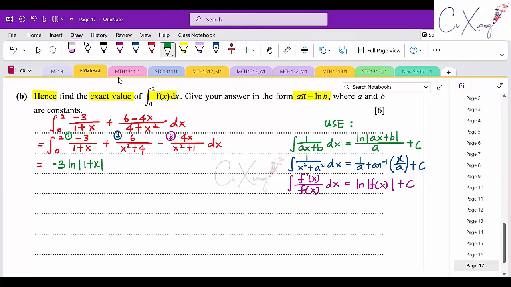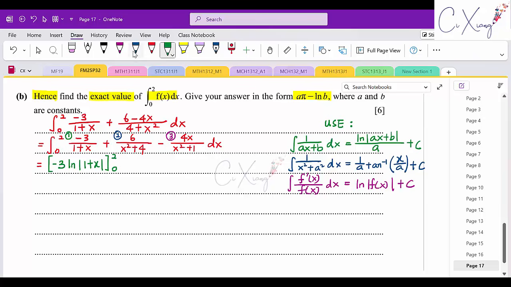Then differentiate 1 plus x, you get a 1, right? So I have to divide the whole expression here with a 1. I didn't write it out because anything divided by 1 is still the same, right? No difference. And now I have to put in the limit 2 and 0. So that's the first term. First term, apply first formula. So this is what we get.